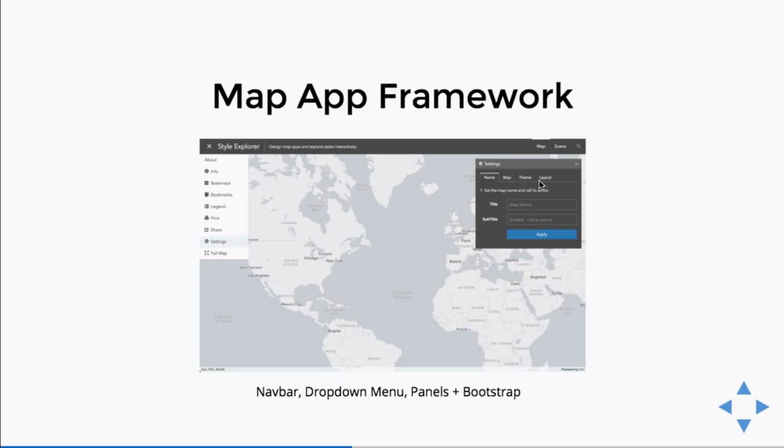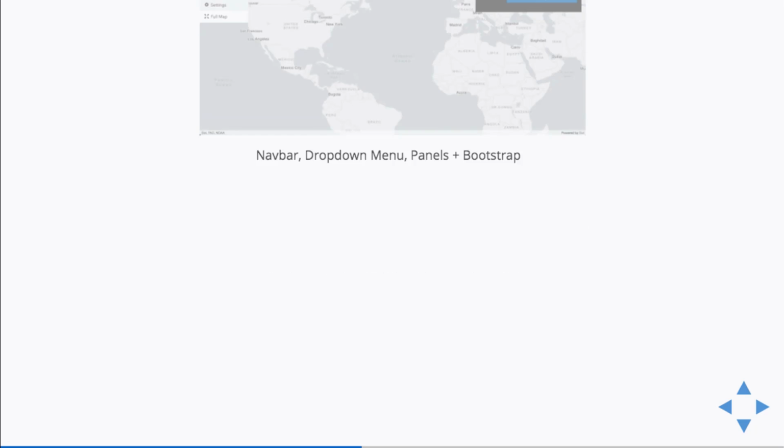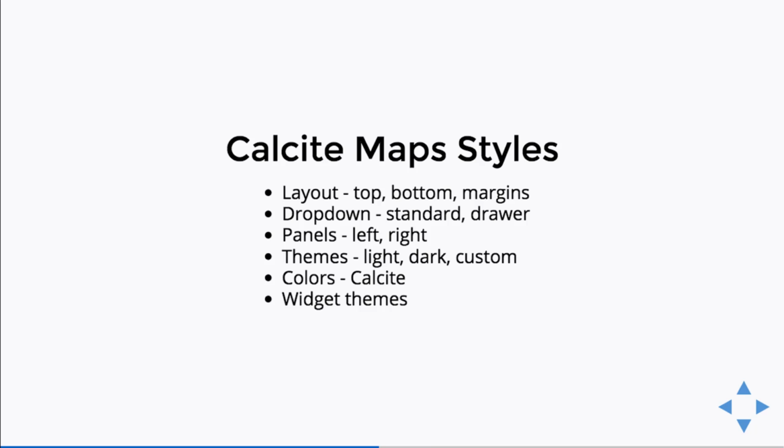So the rest of it is just Bootstrap. It's whatever components you either need or don't need. And I'm going to show you how you can compile certain components into it, or you can remove them, so you can really fine-tune your deployment. Calcite Maps styles.